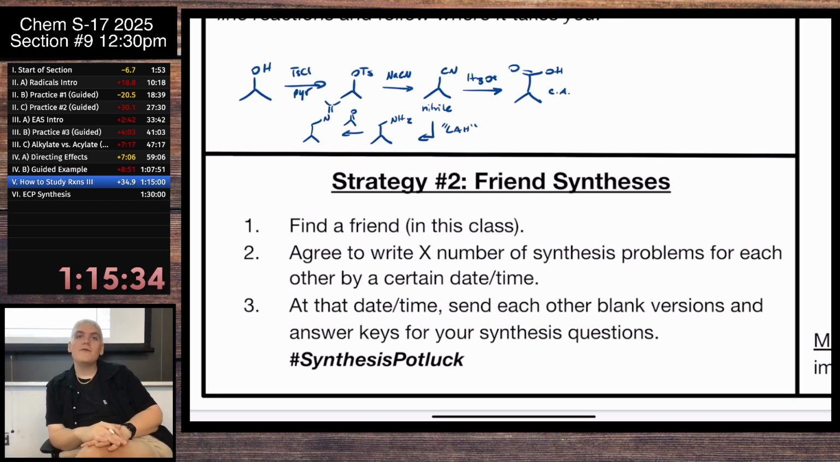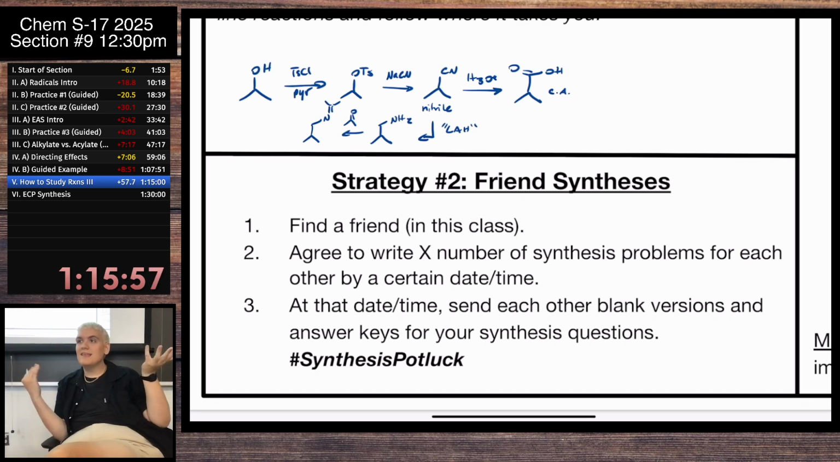What you can do is say, okay, everyone Monday night, write 2 synthesis questions. You can either make them shorter, like everyone writes 2 6-step syntheses, or write longer ones. And bring a blank version where you just have the starting molecule and the product molecule, and then your answer key that you did, and make sure they're on separate pages. And then you do a little potluck, a little exchange, and you can try them out.